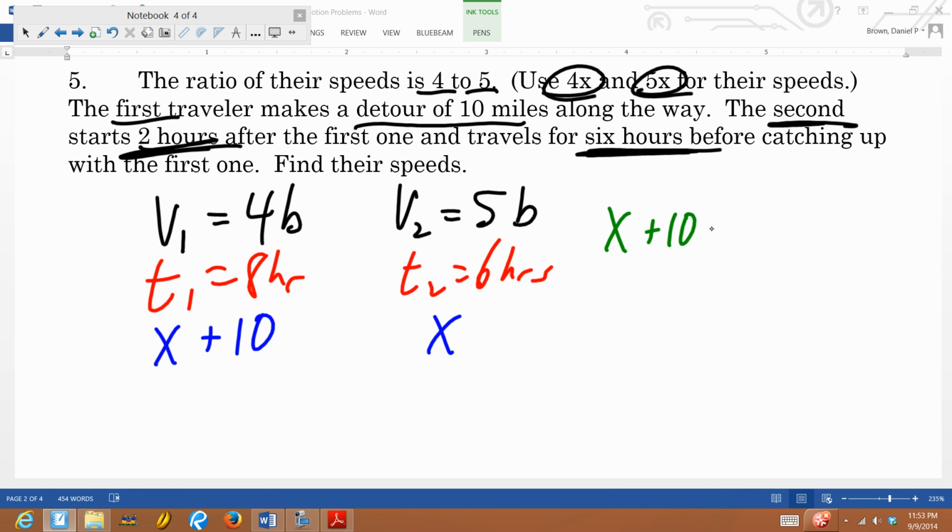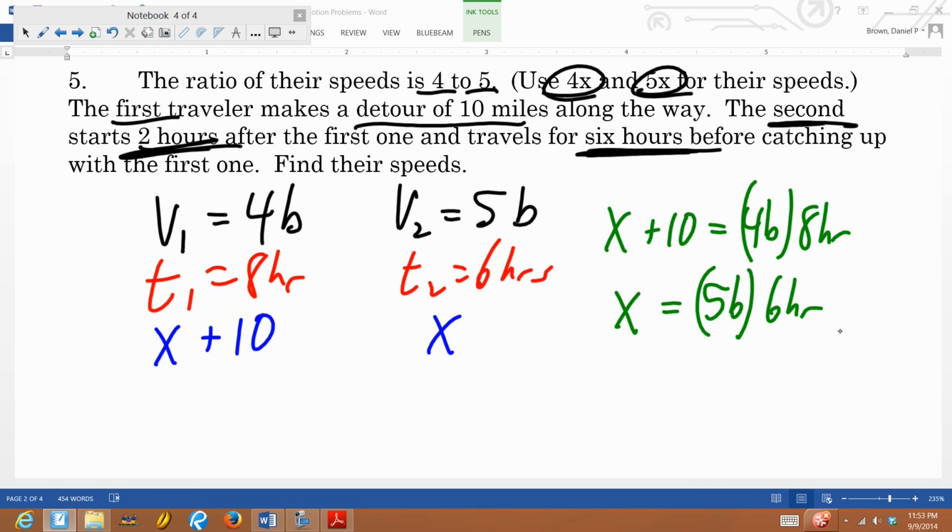So the first one says x plus 10, that's how far it travels. And it's going to do that in its velocity times 8 hours. The second one's going to travel x, and it's going to do that at this velocity for 6 hours. Sorry if my b's look like 6's there.